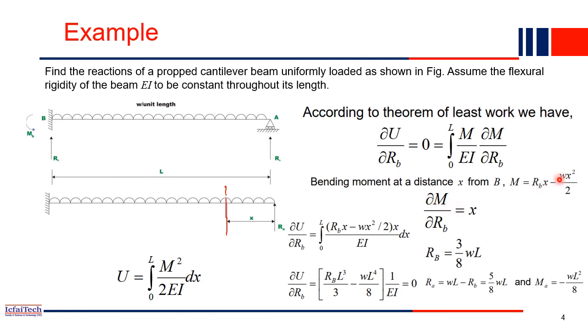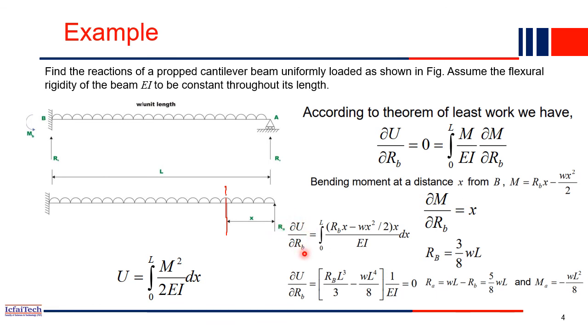Now if you substitute this moment value here, what will you get? This is the expression. If you derive it with respect to RB, del M by del RB, what will you get? The RB term with respect to RB gives x, and the other term is constant. So del M by del RB equals x. Now substitute this into the expression, where del M by del RB is also there, with x.